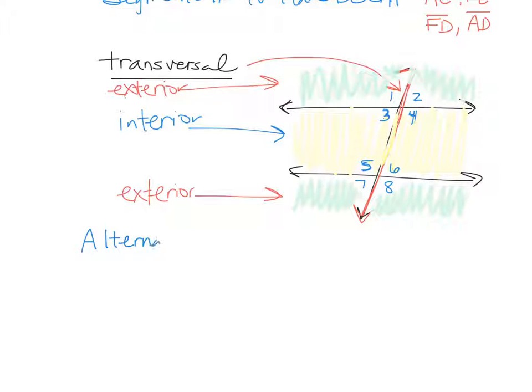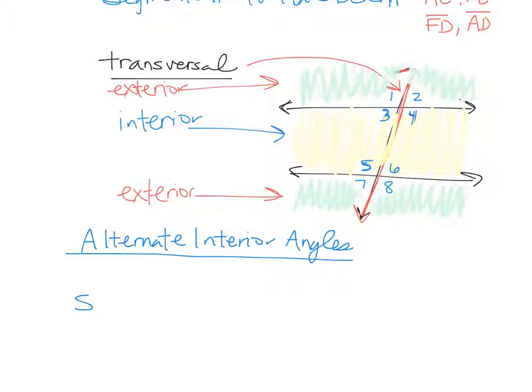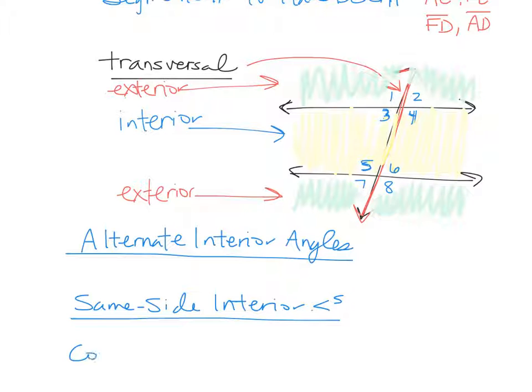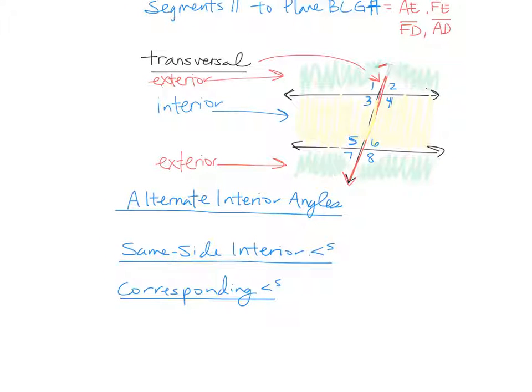You have alternate interior angles. You have same side interior angles. You have corresponding angles. And then the last one is alternate exterior angles.